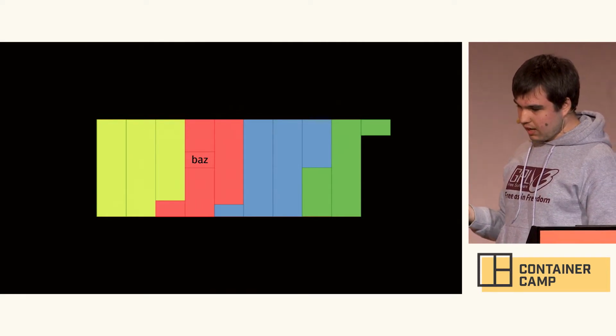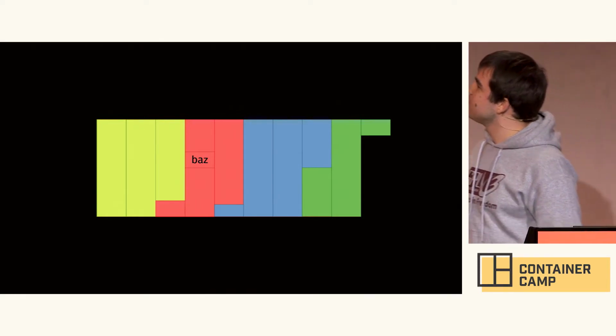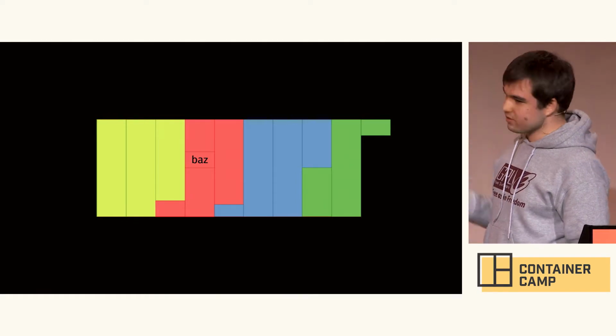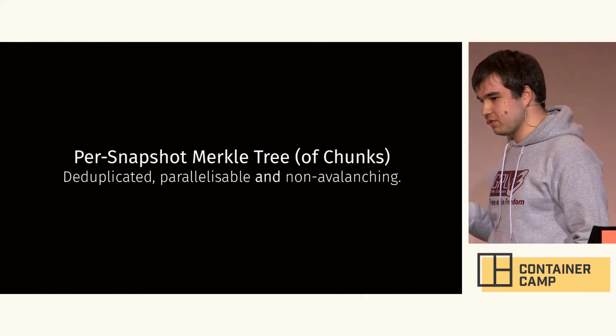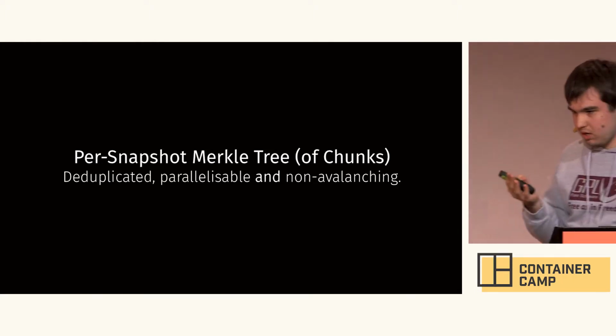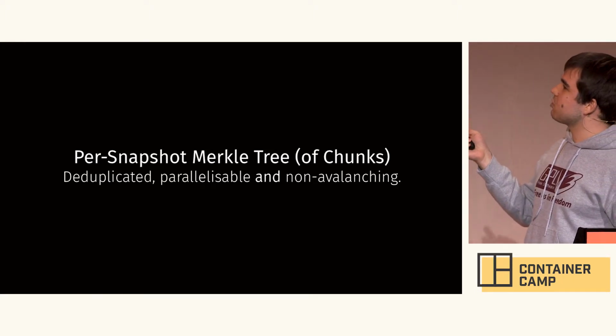So how do we actually use this, right? This all seems like, not so pretty slides, but it's sort of an interesting idea. How do we use this? Well, what you do is that you come up with a Merkle tree. I use here the word per snapshot because it's kind of important.